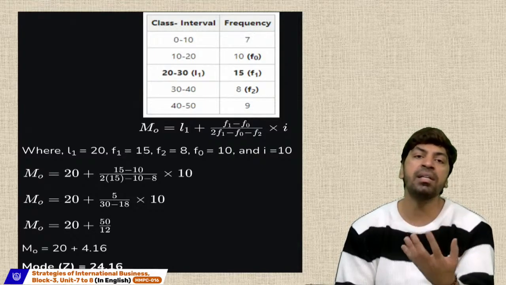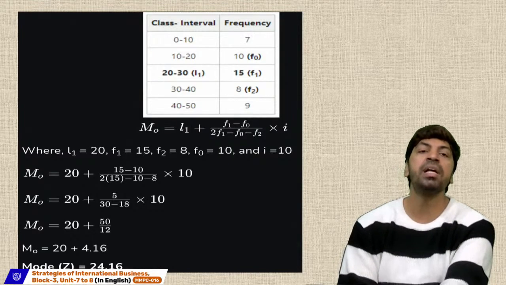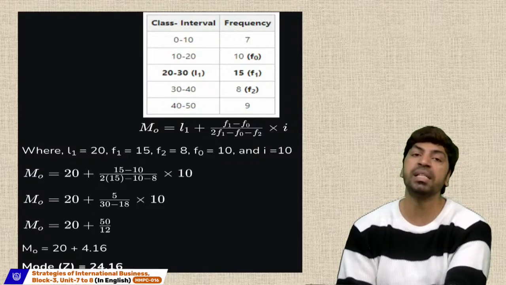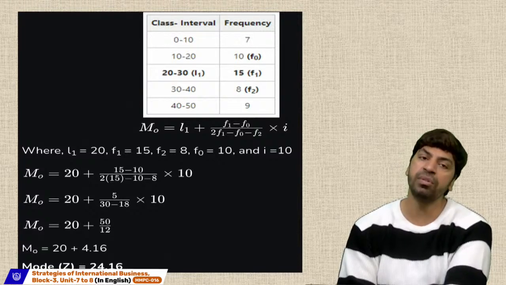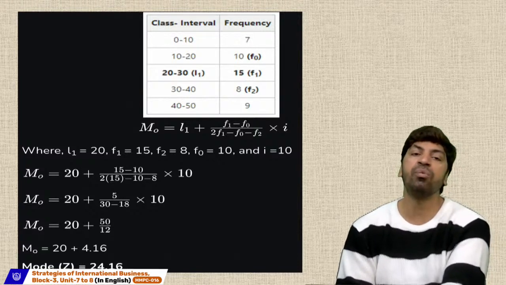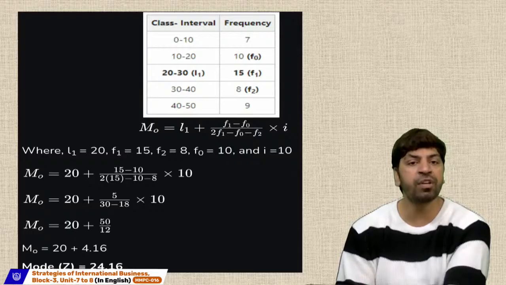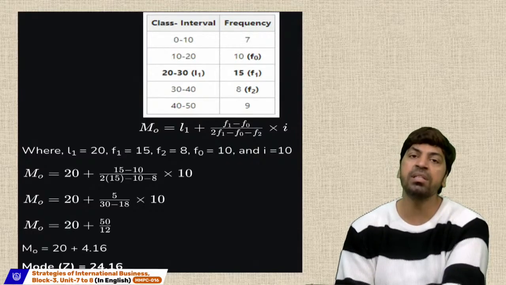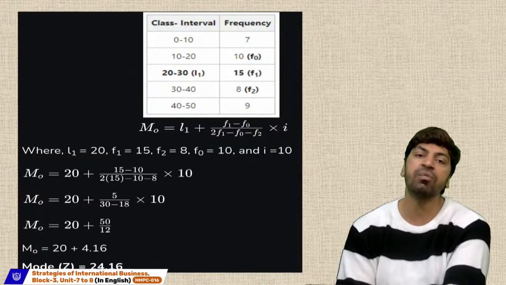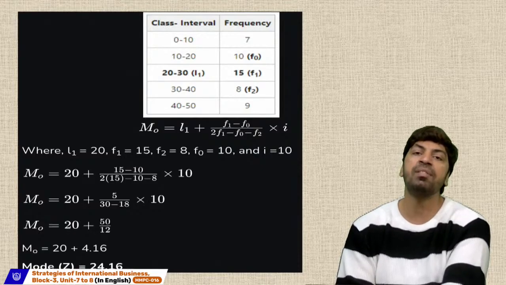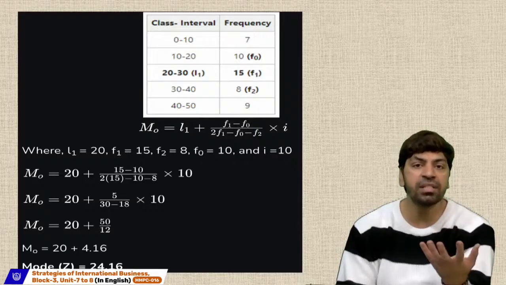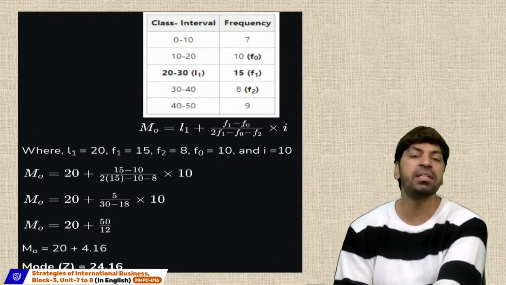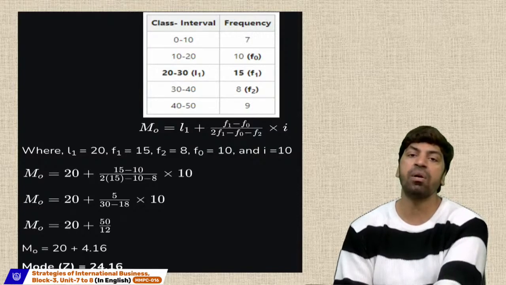What is the class interval that we have got? That is 20 to 30, and the difference of that class interval is 10. So i is equal to 10. So 20 is the lower limit, F1 is the highest frequency 15, F2 is the frequency succeeding the highest frequency, that is 8, F0 is preceding the highest frequency, that is 10, and i is the class width, that is 20 to 30, which is also 10.